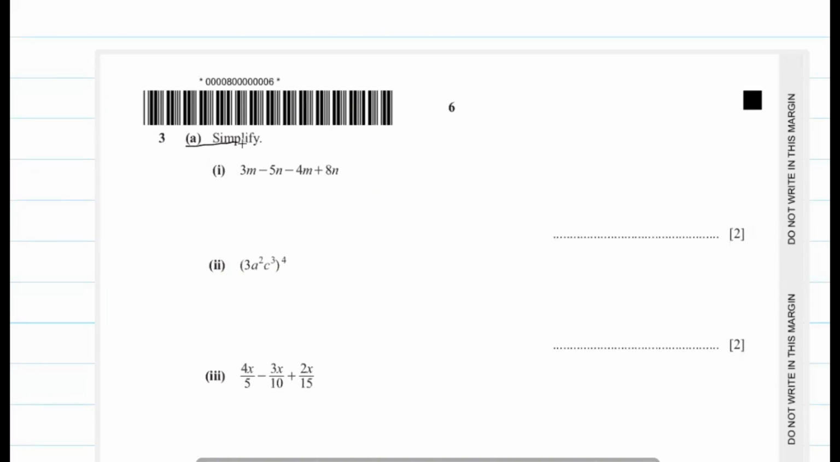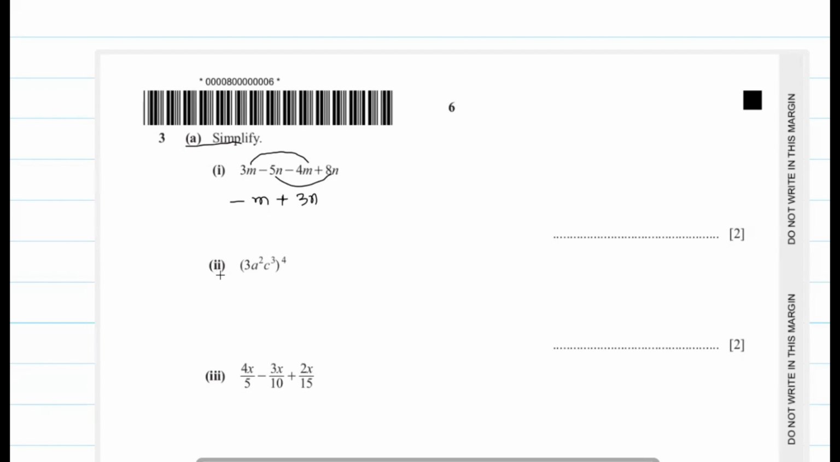Question 3, simplify. Part first: 3m minus 5n minus 4m plus 8n. Here we can write 3m minus 4m, which will be equal to -1m. Minus 5n plus 8n is equal to 3n. We write the answer: -m plus 3n.